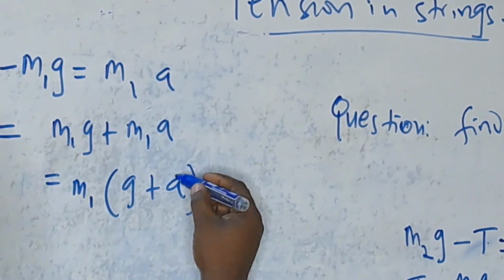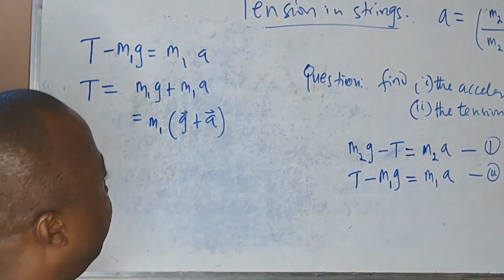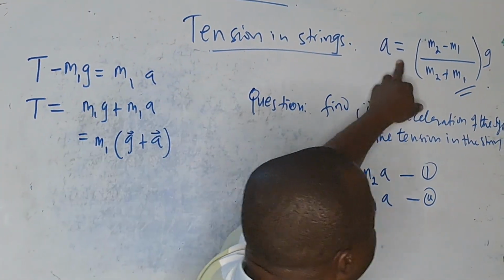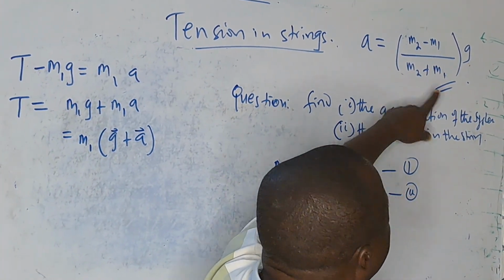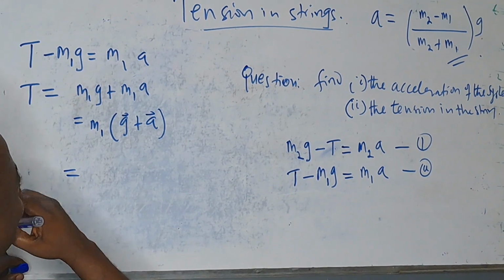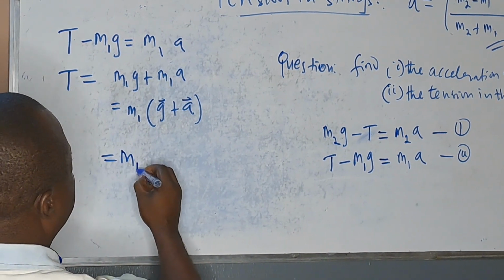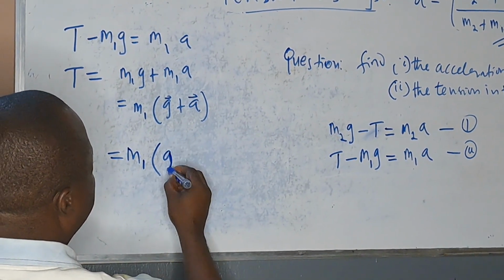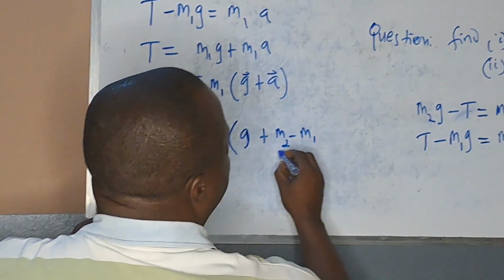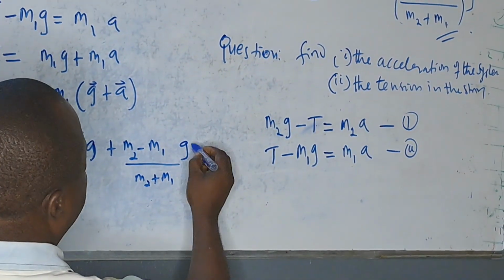Of course, we do use vectors to put that, but we can neglect that, as basic physics teaches that. Now, we substitute our A. A is M2 minus M1 over M1 plus M2 into G. So when we substitute that for A in our equation, we have plus M2 minus M1 all over M2 plus M1, G.